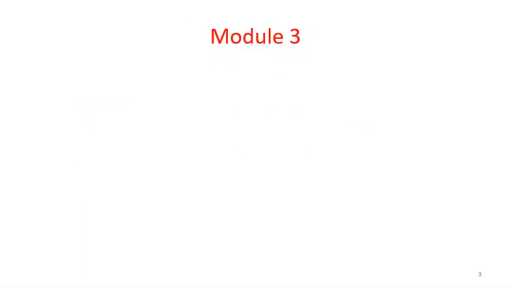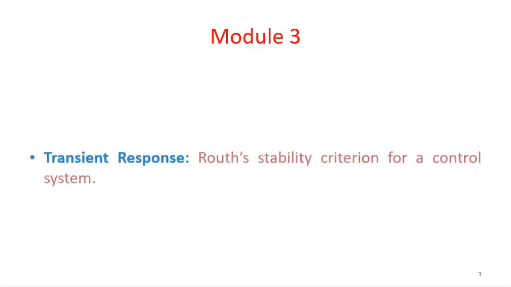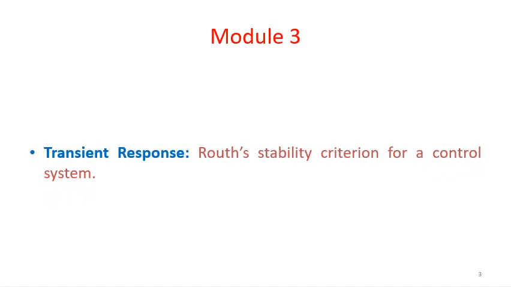In this module 3, that is transient response under Routh stability criterion for a control system, we are going to solve some more numericals. Let's take one more example.